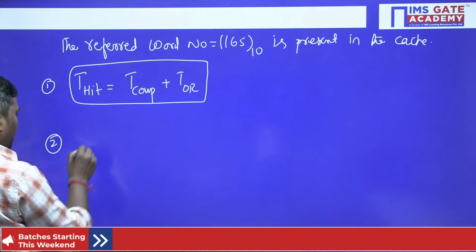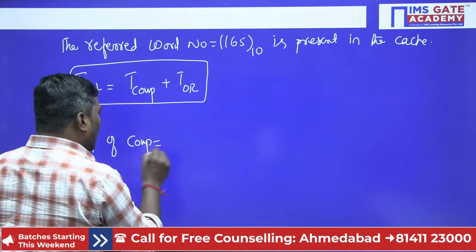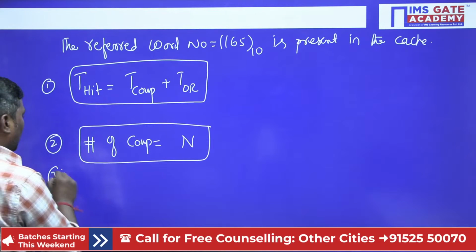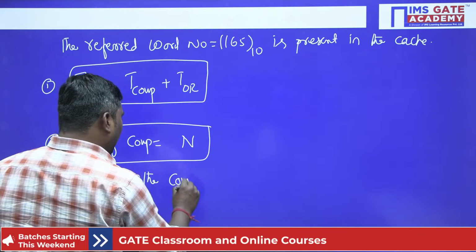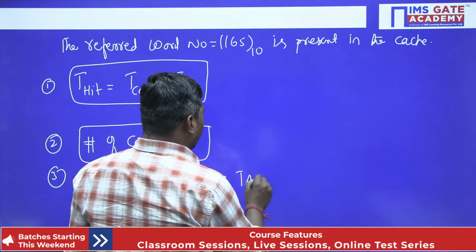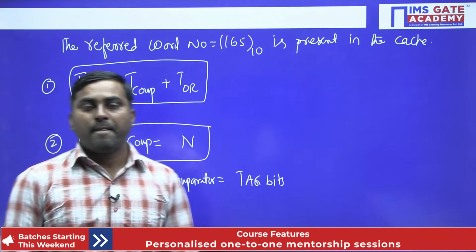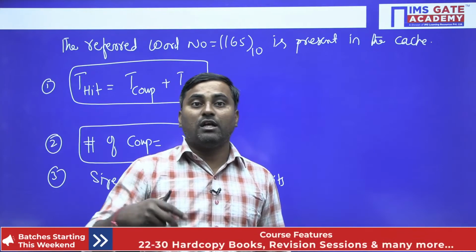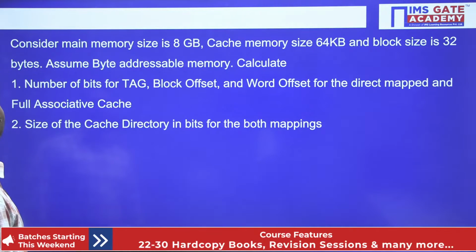Second observation: the number of comparators is equal to the number of cache blocks, n. Please understand, this is important. Third, the size of the comparator is the number of tag bits. These are the important points to notice. In direct address mapping, the number of comparators is only one, but in this case we have as many as the number of cache blocks.